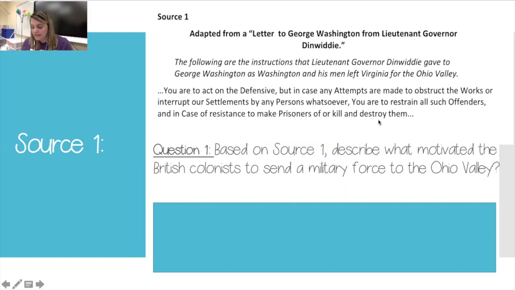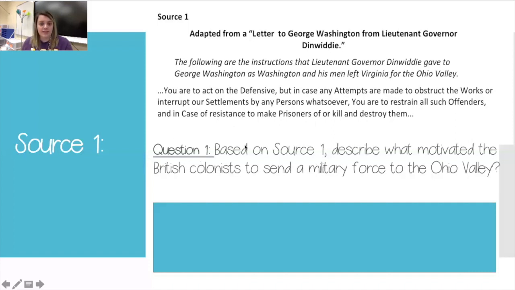So basically, Lieutenant Governor Dinwiddie gave George Washington instructions to act on the defensive when he gets there, so to protect himself, to justify himself. But in case any attempts are made to obstruct, which means block or stop, so anytime someone tries to block or stop George Washington, the works, or interrupt the settlements by any persons whatsoever, the lieutenant governor is saying to George Washington, you are to restrain them, meaning prevent. So you are to prevent all such offenders, and in case of resistance, meaning if they don't want to comply, you're to make them a prisoner of or kill and destroy them.